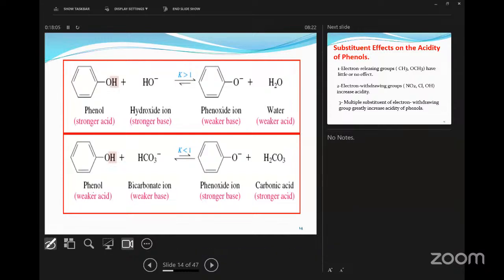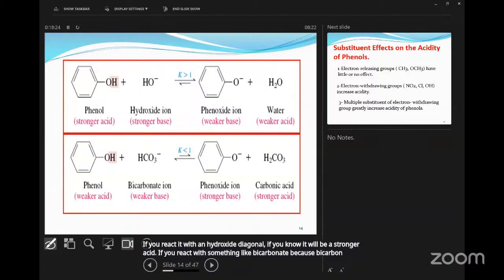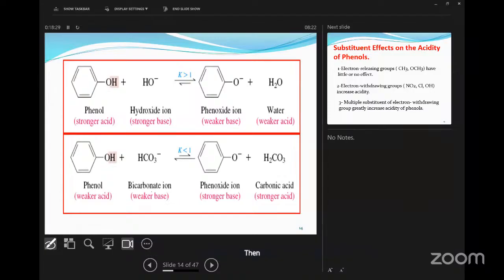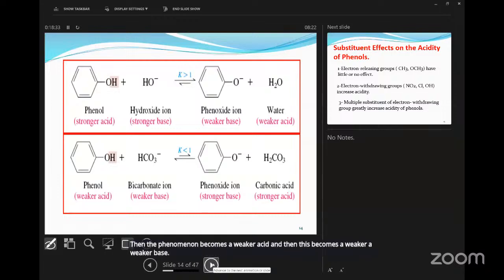So this is another reaction. This is a weaker acid, and this is the weaker base to give a stronger. So it depends on what you are reacting it with. If you react it with a hydroxide ion, the phenol will be a stronger acid. If you react it with something like bicarbonate, because bicarbonate already has a hydrogen here, then the phenol becomes a weaker acid, and then this becomes a weaker base. But in all, the two of them will give the phenoxide ion.